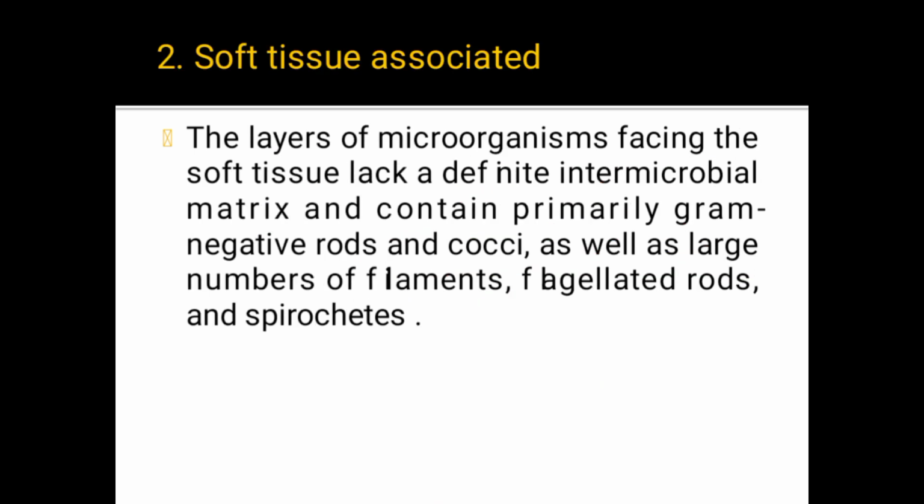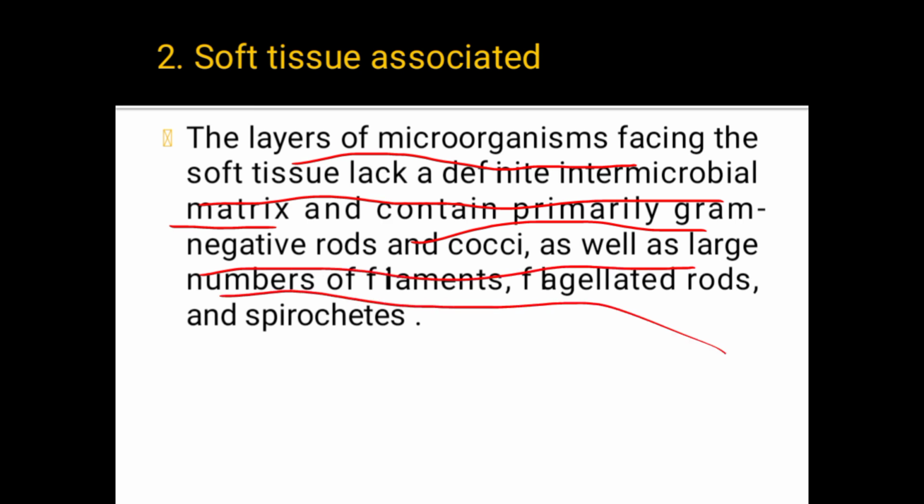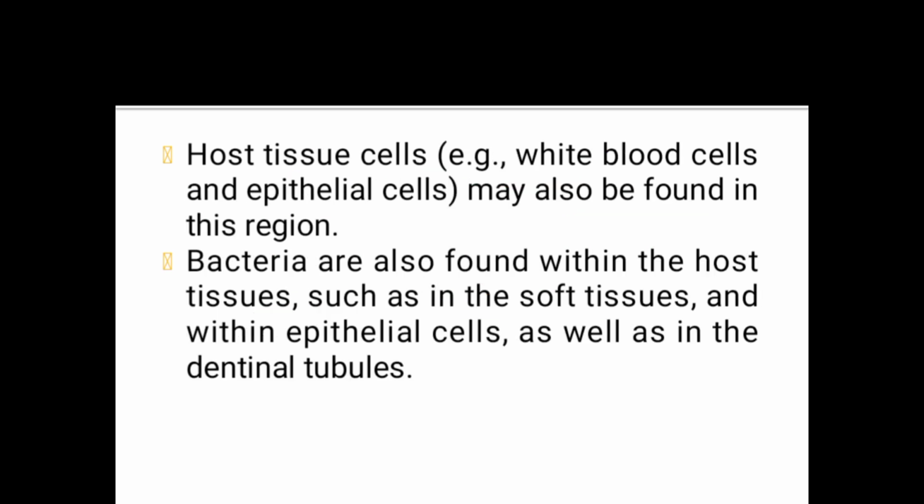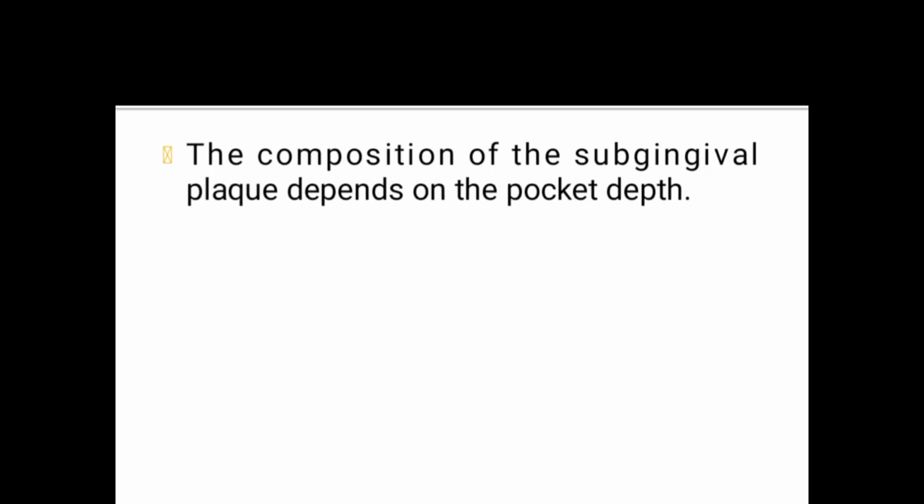Now the soft tissue associated part is the layer of microorganisms facing the soft tissues, with a definite intermicrobial matrix, containing primarily gram negative rods and cocci as well as a large number of filaments, flagellated rods, and spirochetes. Host tissue cells like WBCs and epithelial cells are also found in this region. Bacteria are found within the host tissues, such as in the soft tissues, within the epithelial cells, as well as the dentinal tubules. The composition of subgingival plaque depends on the pocket depth, of course.